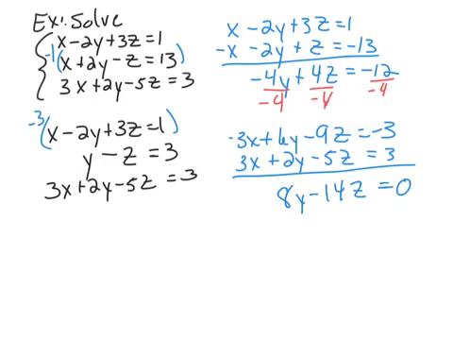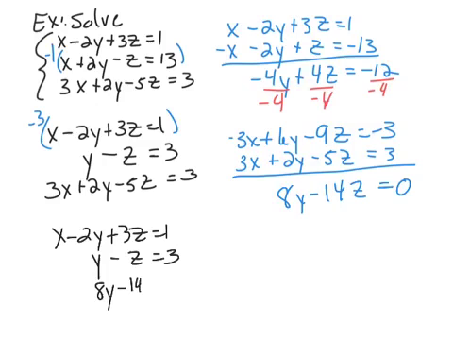So my original equation doesn't change. X minus 2y plus 3z is equal to 1. The second equation is y minus z is equal to 3. And my third equation is now 8y minus 14z is equal to 0.